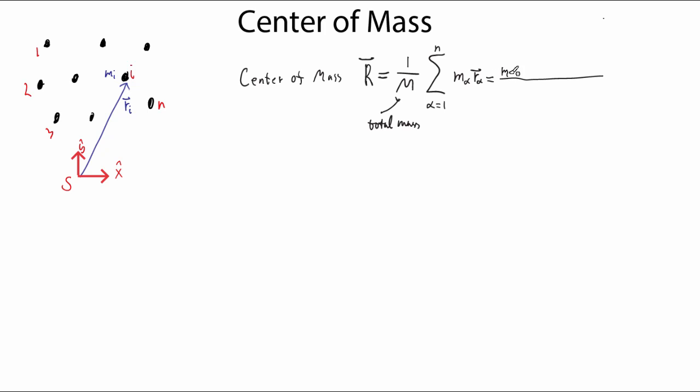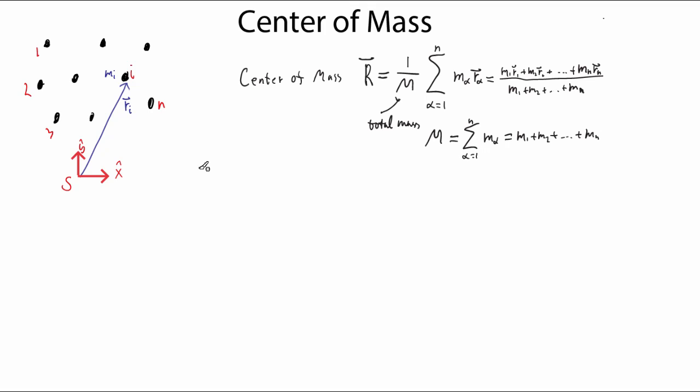So we can write that as m1 r1 plus m2 r2, and so on, divided by the total mass, which we could also write as m1 plus m2, etc., until mn. And that's the total mass, like I said. Okay. So this is for any number of particles.